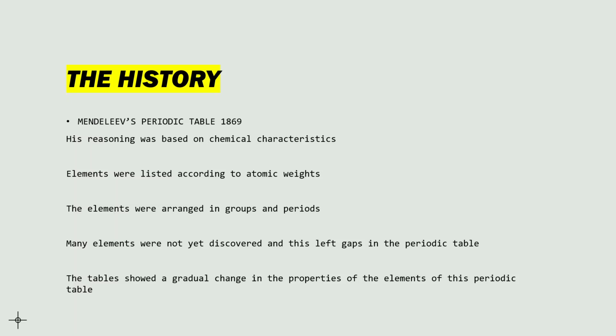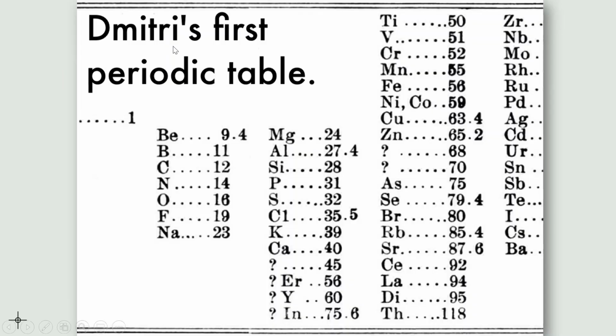Many elements were not yet discovered, and this left gaps in the periodic table. So it looked a little, what we would say, scanty. You know, there was something missing. And the tables showed a gradual change in the properties of the elements of this periodic table. Now, his first name was Demetrius. So if you're wondering why I have Demetrius' first periodic table and I just told you about a man named Mendeleev, please, this is part of his name. So this is what it would have looked like, his periodic table. You see?